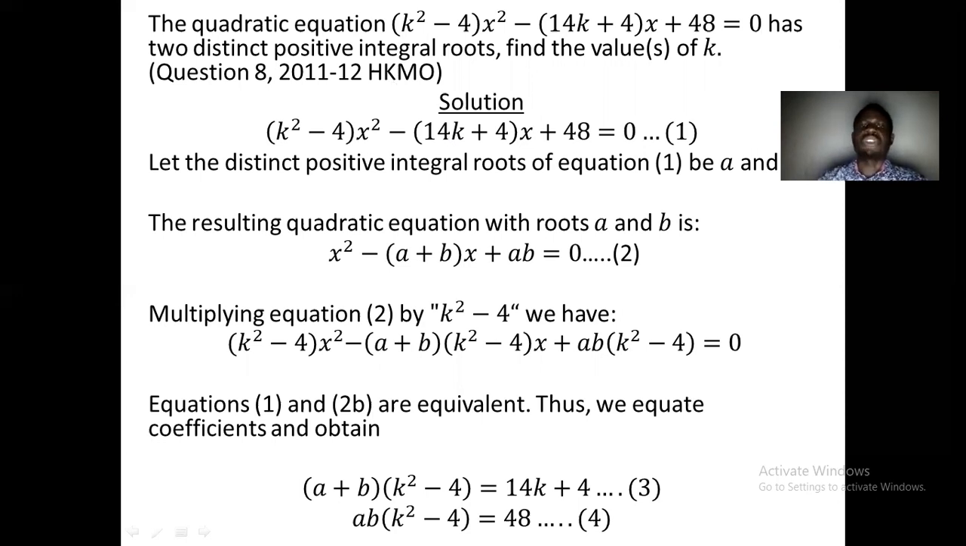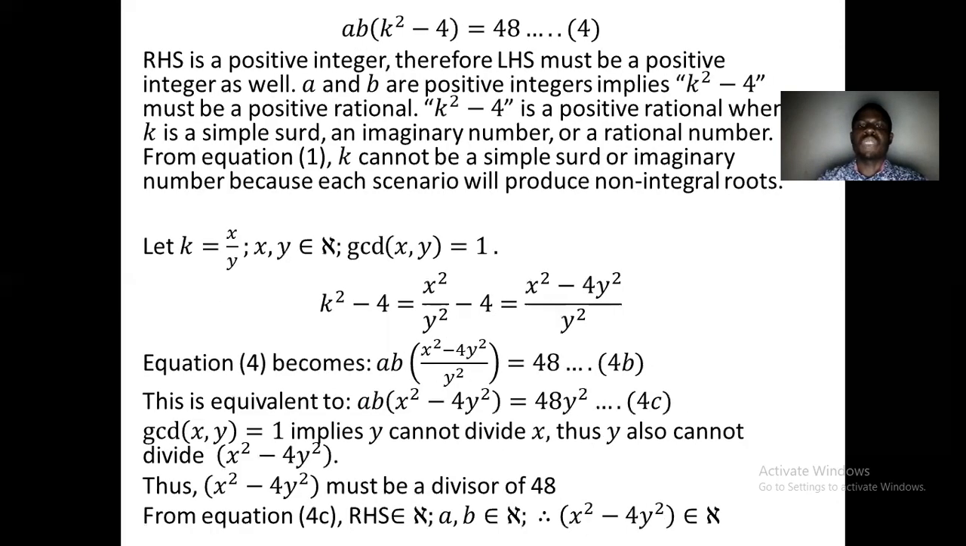So that leaves us with only one option, which is k being a rational number. So we have seen that for k squared minus 4 to be a positive rational, k can be a simple surd, k can be an imaginary number, but we've seen that if you plug that into equation 1, it doesn't work. So the only possibility left is k being a rational number.